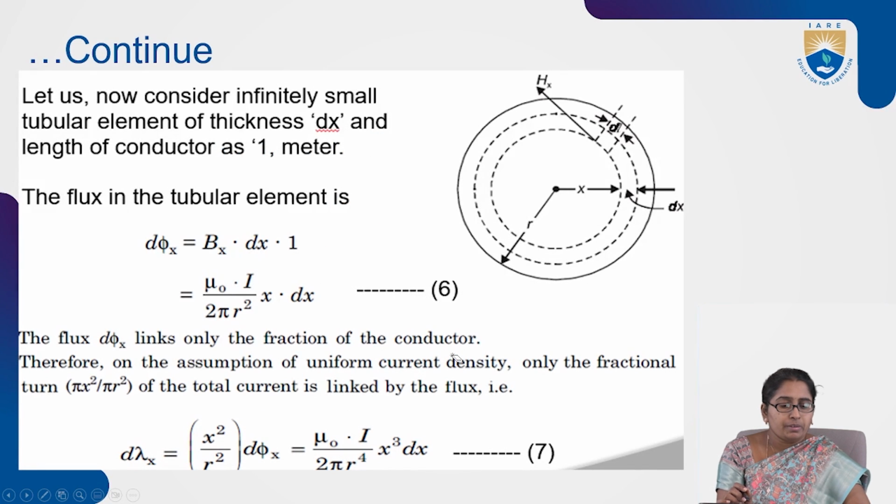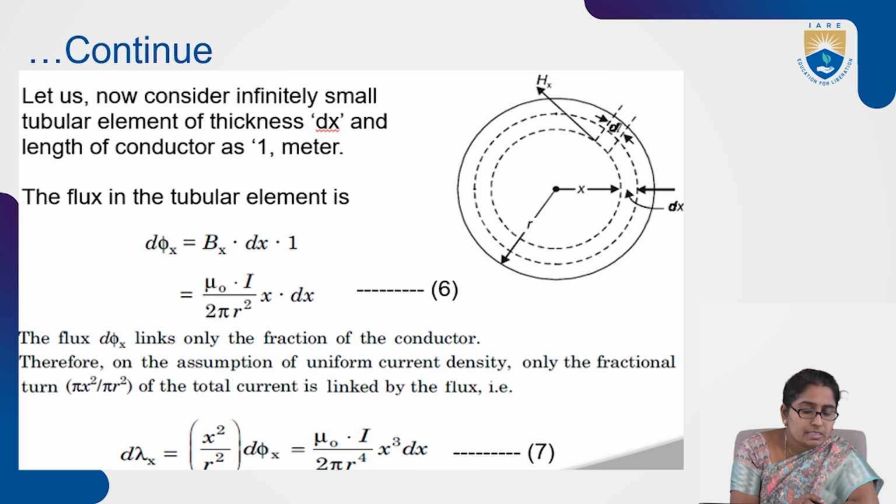Next, continuation, the flux. Here, to get the flux, let us consider a small tubular element of thickness dx. We know that here it is considered at a distance of x meters, a cylinder. Now they are telling us to take a tubular element of thickness dx, and the length of the conductor, let us take as 1 meter.